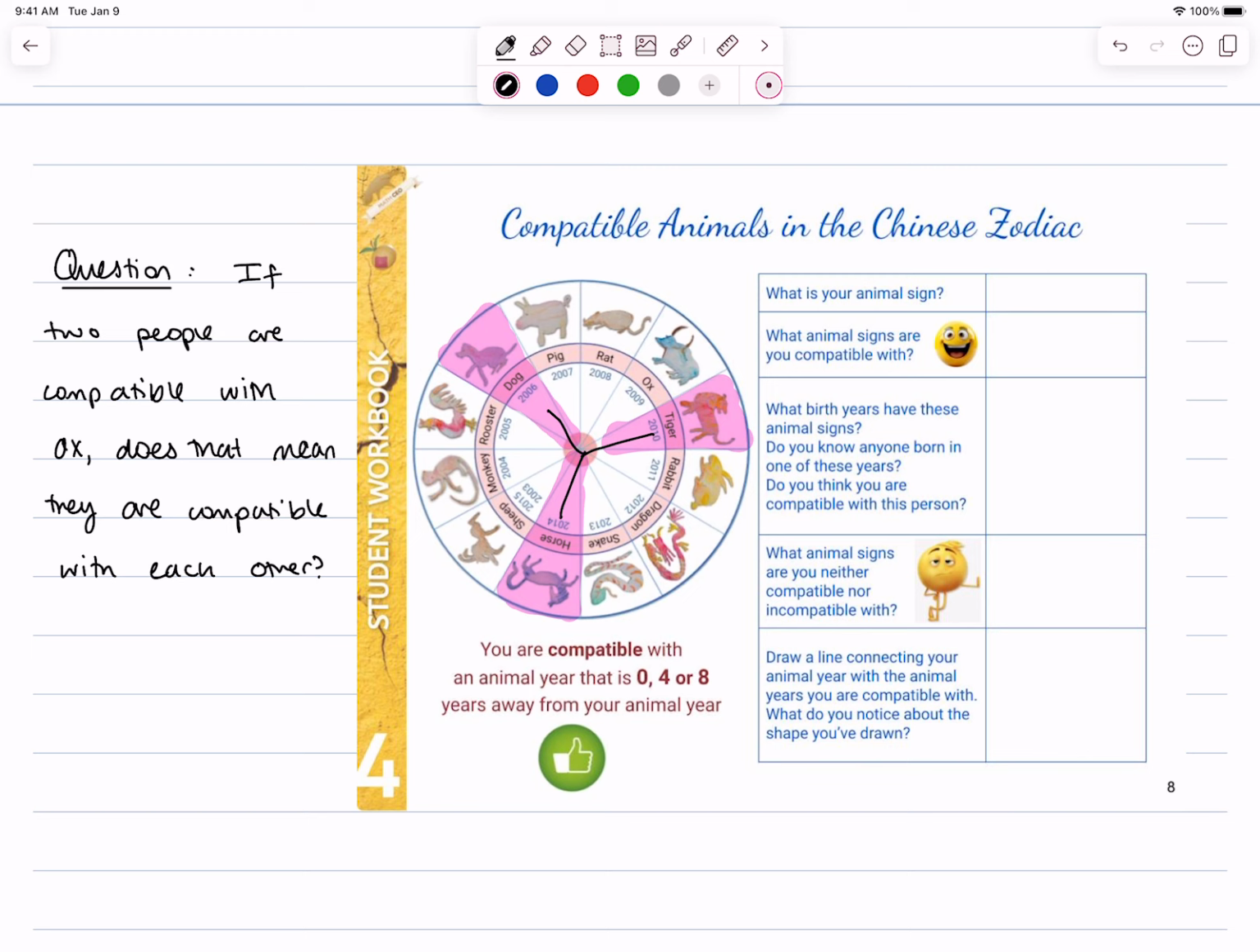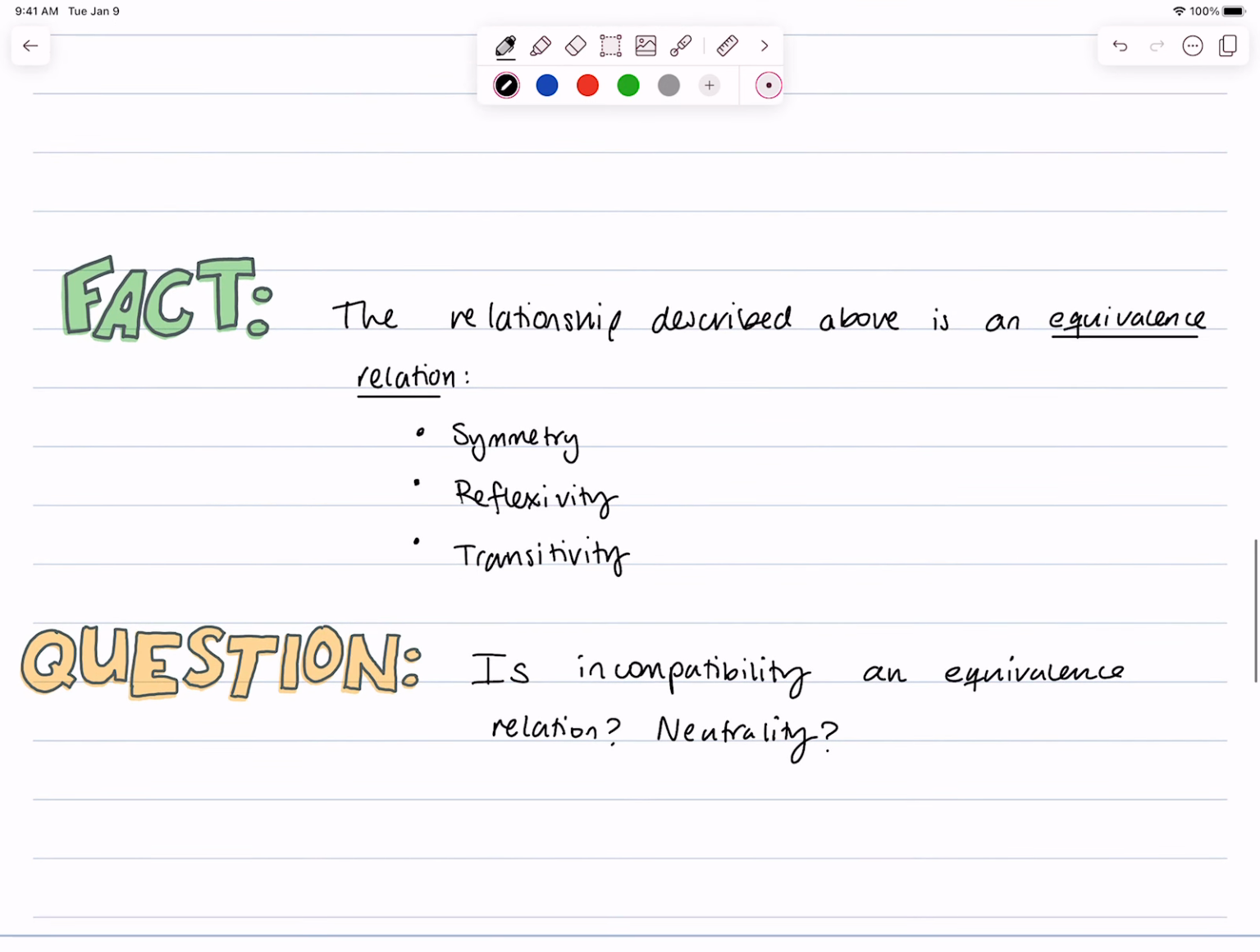But you can really ask yourself, or ask your students, if 2 people are compatible with ox, does that mean they're compatible with each other? Or if 2 people are compatible with dragon, does that mean that they're compatible with each other, right? Do you have friend groups or just strings of friends? You can think about that one, because it introduces this idea of what's called an equivalence relation. An equivalence relation is a relation between things that follows certain rules. It has to have symmetry, reflexivity, and transitivity. So compatibility is an equivalence relation.